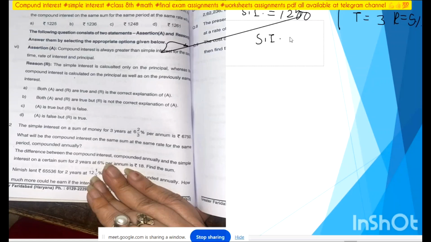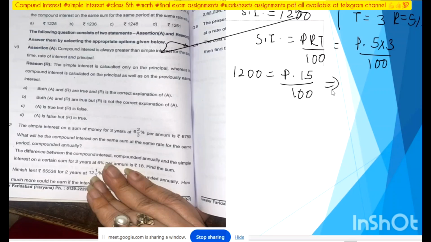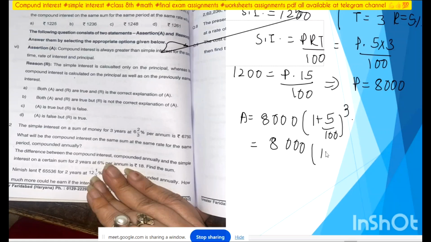So the SI formula is PRT by 100, or I can write it as P into R which is 5 and T which is 3, by 100, and this thing is equal to 1200. So 1200 is equal to P into 15 by 100, or I can say P is equal to 8000. Now I have to calculate compound interest on this 8000. So for compound interest calculation, first I have to find out the amount. So the amount will be 8000 into 1 plus 5 by 100 thrice. So it is equal to 8,000 into 1.1576.